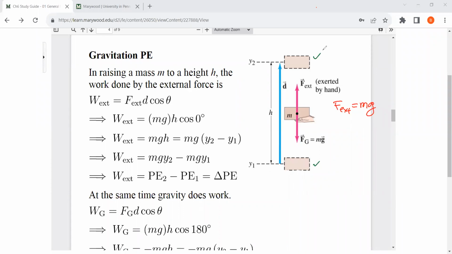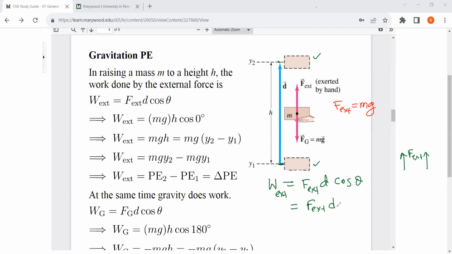So I want to know what is the work done this hand does here. W equals F external times d, where d is from here to here. The blue arrow shows us the displacement, and then cosine theta. The external force and the displacement are in the same direction, so cosine theta is cosine 0 degrees. That means we have just this equation, F external times d.